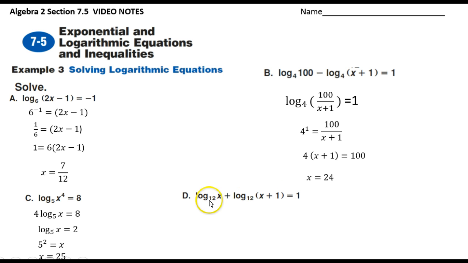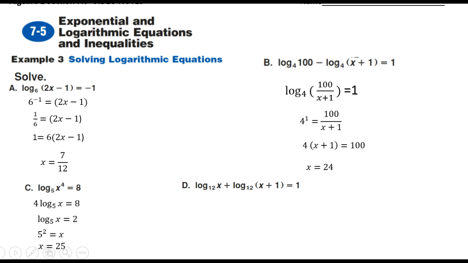Jumping to example D, you should notice that again, just like in example B, we did not have a single log, but we do have two logs being added this time with the same bases. We divide when we subtract, but remember we multiply when the base is the same and we're adding two logs. So I can write this as a single log right away. Say log base 12 of parentheses x, this guy, times x plus 1 equals whatever's on the right hand side, which is 1.